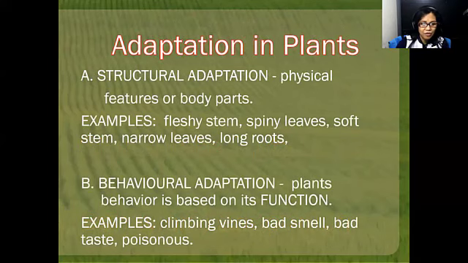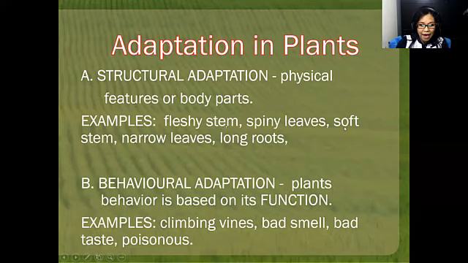What is structural adaptation? Structural adaptation is the physical features or body parts of plants. So these are the characteristics of the parts of the plants. For example, plants that have fleshy stem, this characteristic helps the plant to survive in their environment. Some plants have spiny leaves.